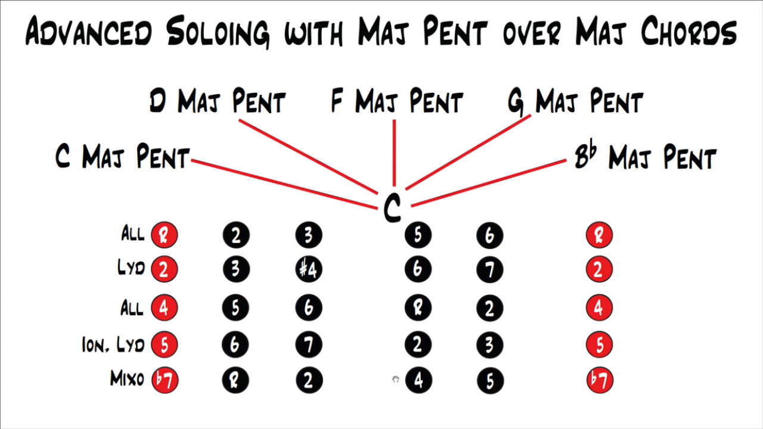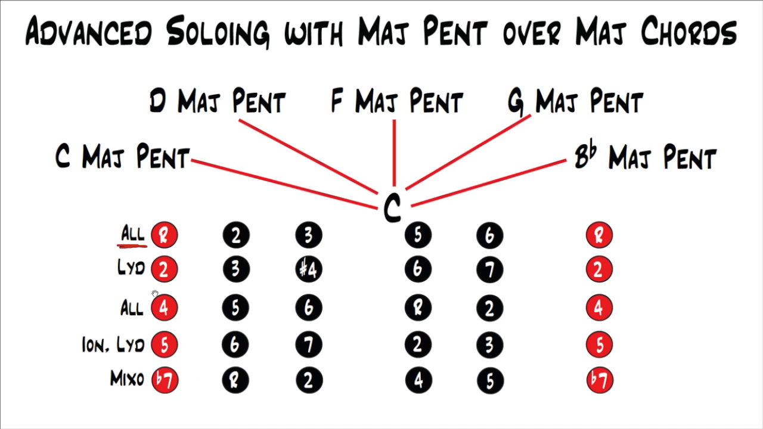So over a C major chord, you have the options to use C major pentatonic, D major pentatonic, F major pentatonic, G major pentatonic, or B flat major pentatonic. And if you're to use C major pentatonic, you just end up with the regular major pentatonic scale intervals, and that could work over any mode. So it could work over the 1 chord, 4 chord, or the 5 chord.